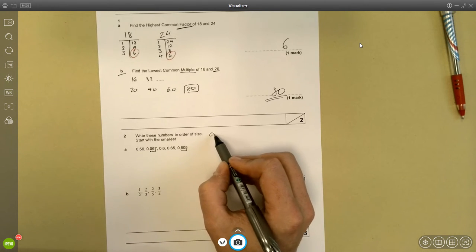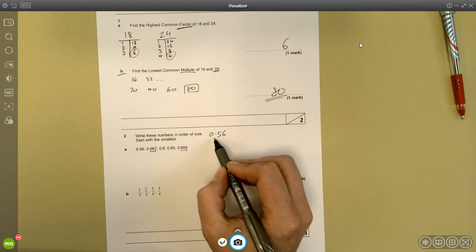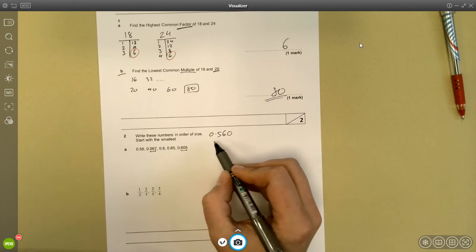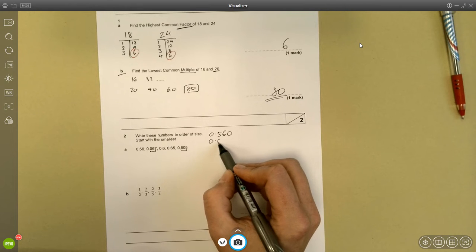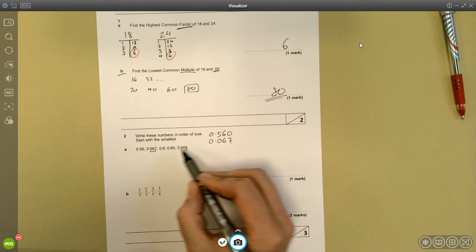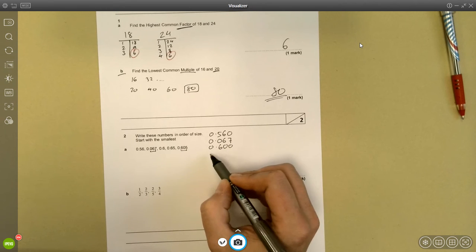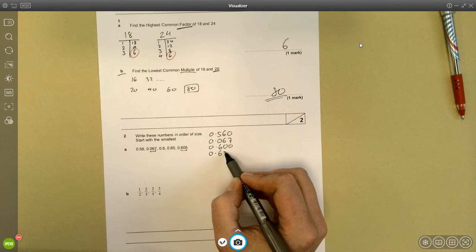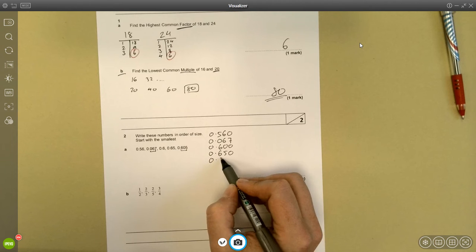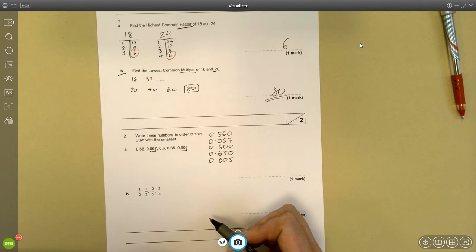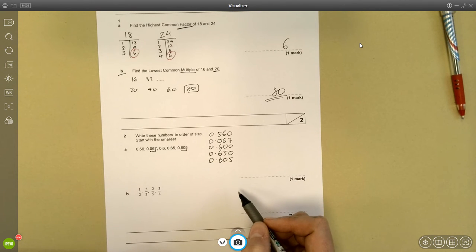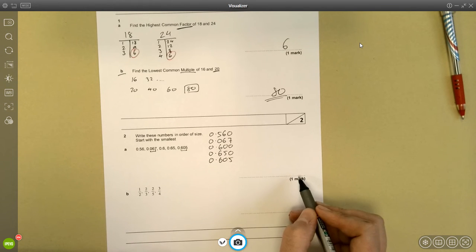So we're going to turn 0.56 into 0.560. Then we've got 0.067, 0.6, add those 2 noughts on there, right, 0.600, and 0.650 and 0.605. So we've listed them out, and let's just kind of think, well, which order they go in? And we're going to write that order down here.